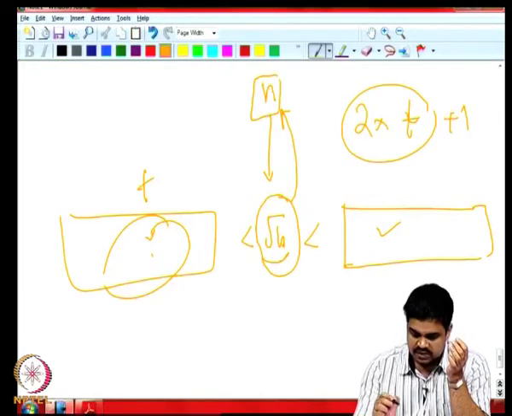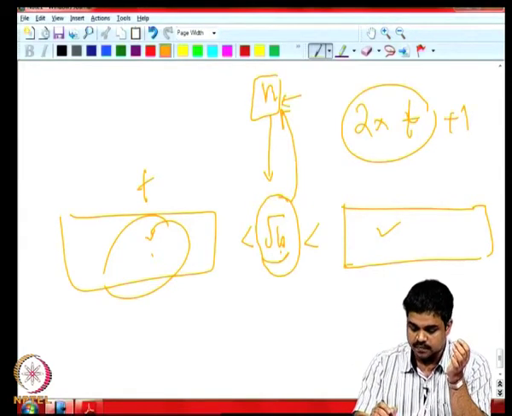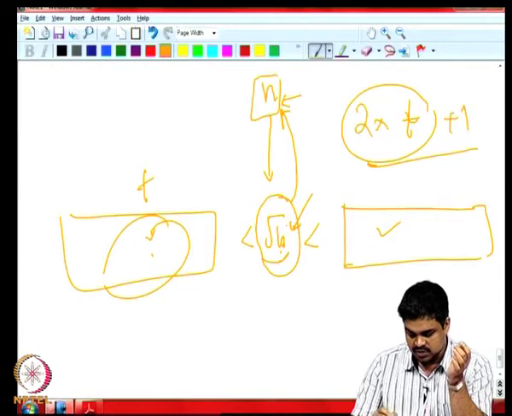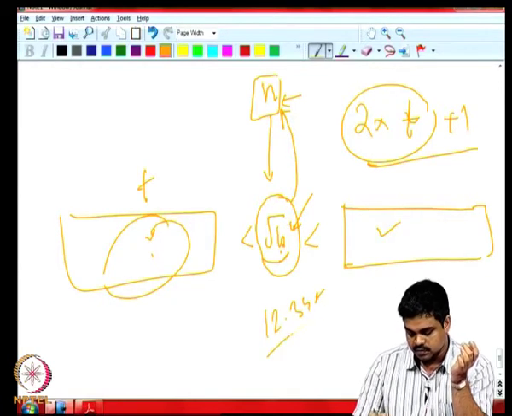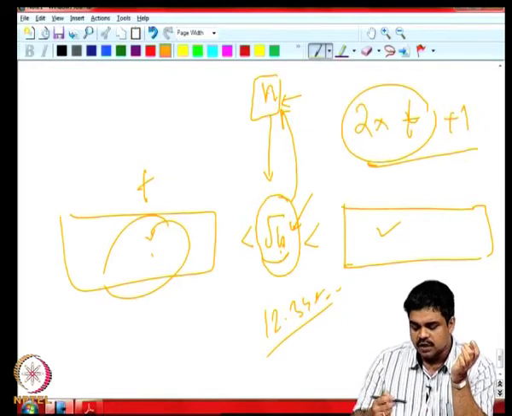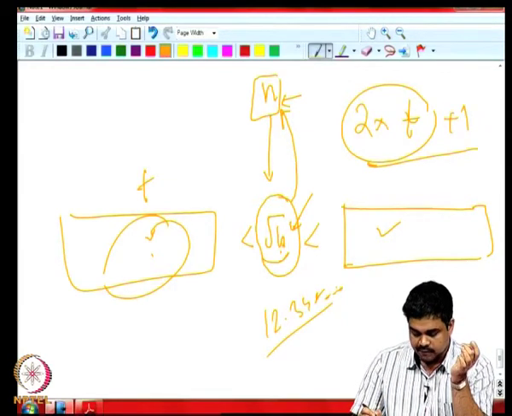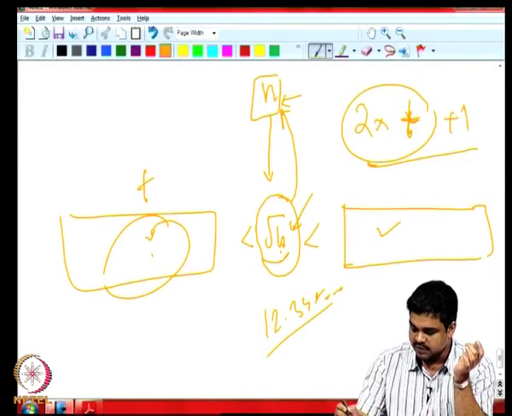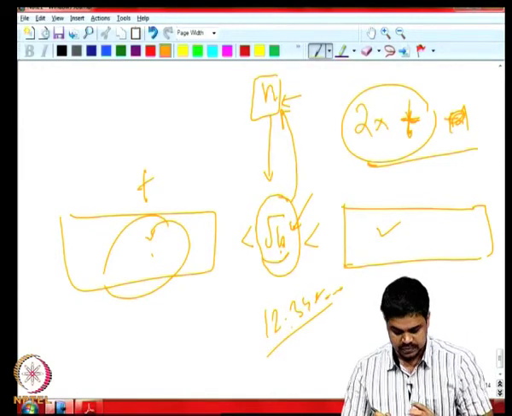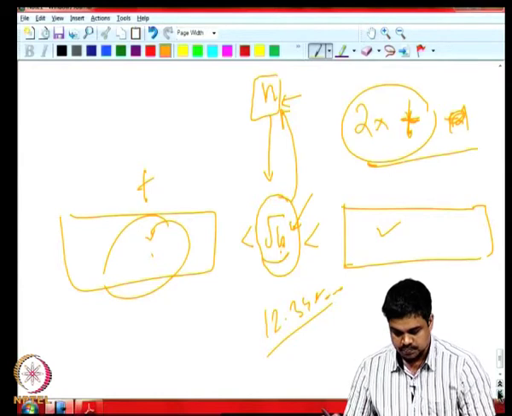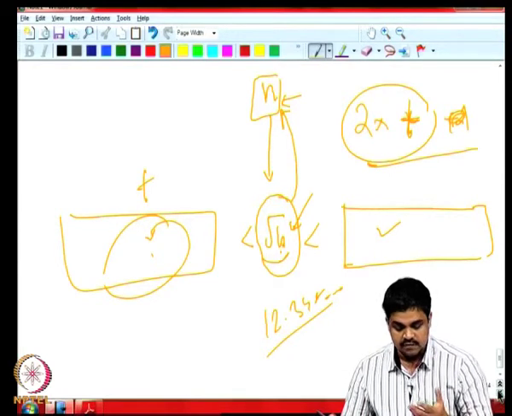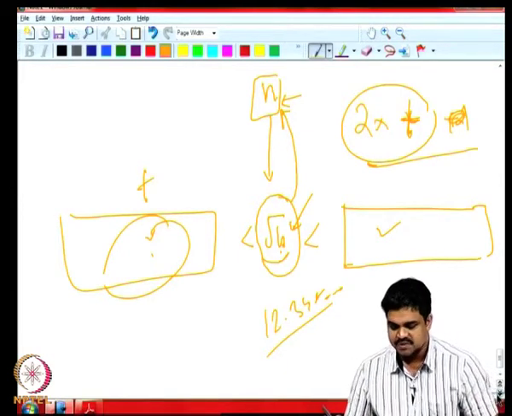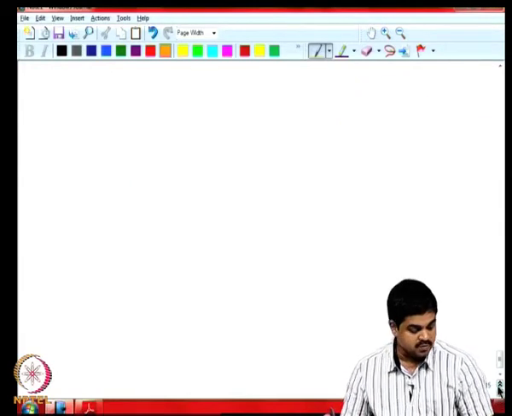So, if root n is an integer, that means n is a perfect square, then it will have an odd number of devices. On the other hand, if root n was not an integer, something like 12.345, then definitely we do not have root n as a divisor of n, we just have 2t, that means an even number of devices, right. So, that way we can easily figure out what kind of numbers have an even number of devices and an odd number of devices. It is just a matter of looking at whether n is a perfect square or not.